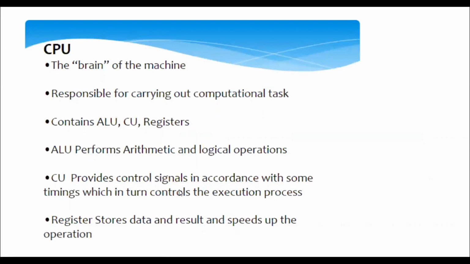So the CPU, the brain of the machine, responsible for carrying out computational tasks, contains the arithmetic logic unit, control unit, and registers. The arithmetic logic unit performs arithmetic and logical operations. The control unit provides control signals in accordance with some timings, which in turn controls the execution process. Registers store data and results and speed up the operation.